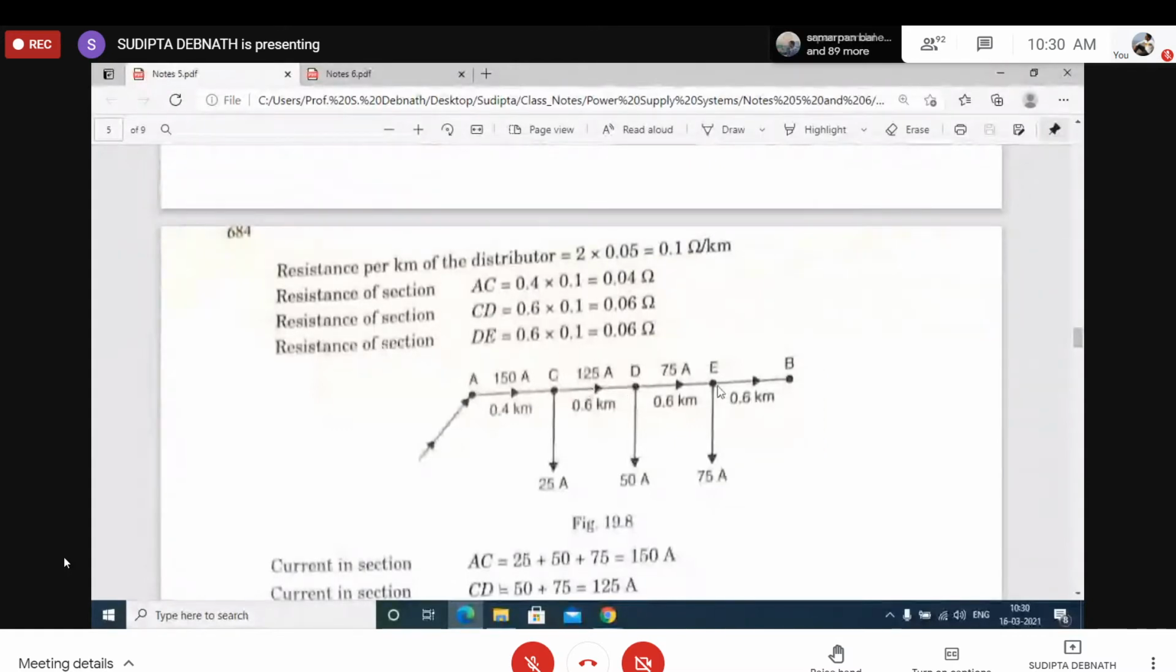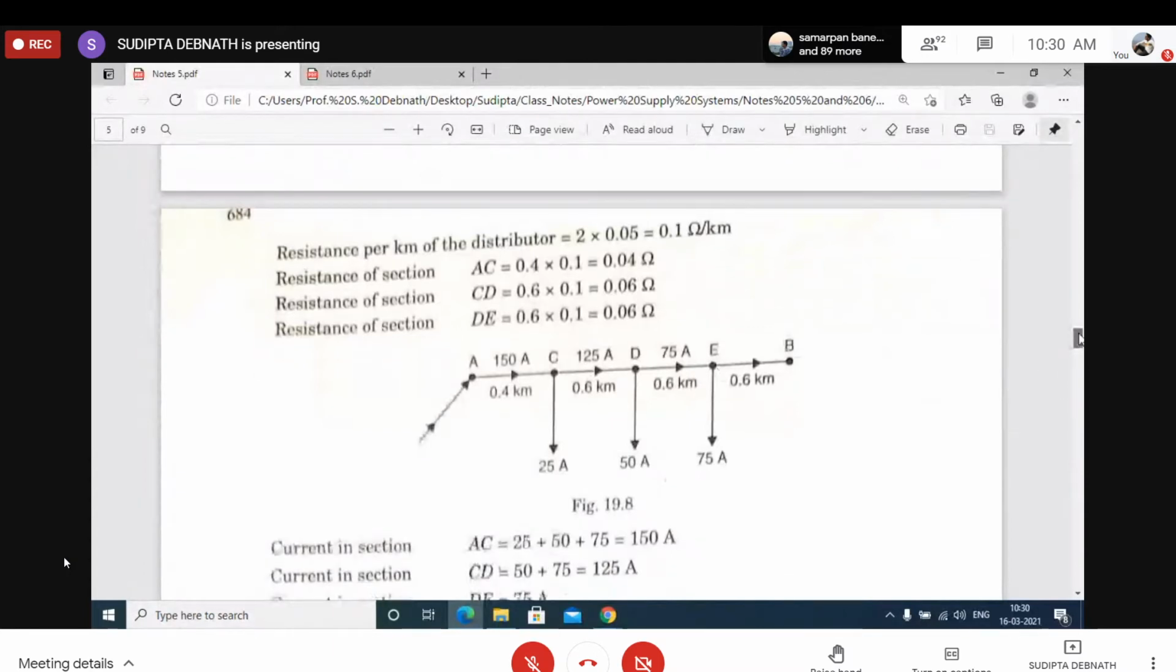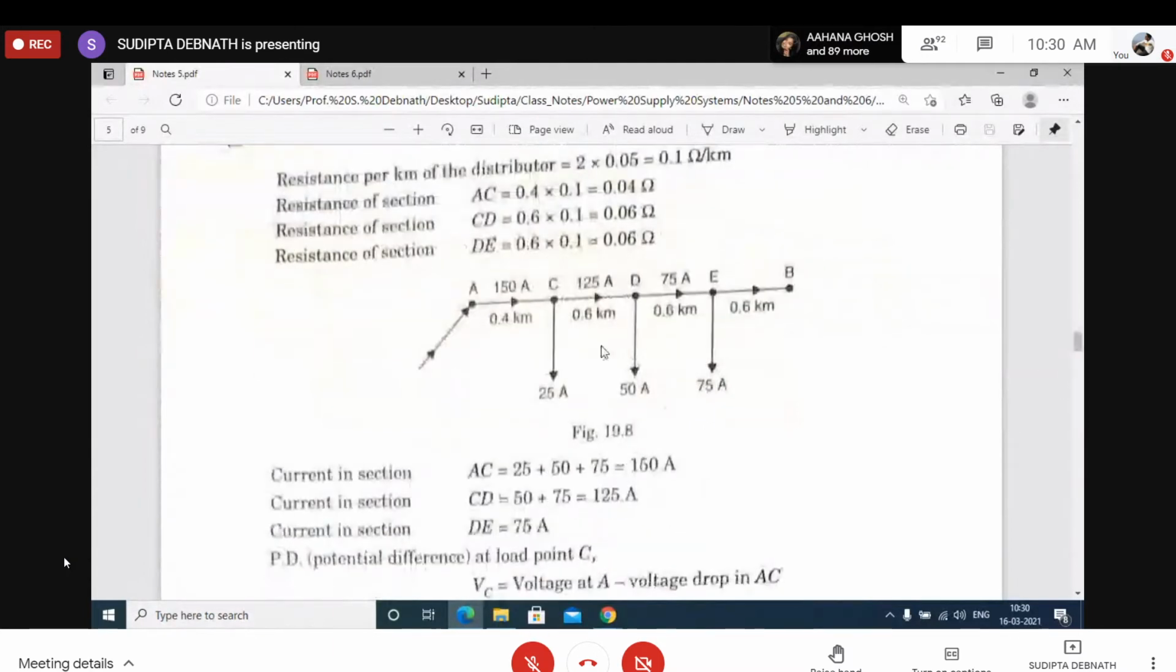Okay. Now, if you find the resistance, then you can easily find out what is the voltage at C. What is the voltage at A? It is 400. So voltage at C will be 400 minus 150 into 0.04. Nothing more, this voltage will be this voltage minus this drop. Voltage at D will be Vc minus this drop. Like that, they have proceeded and found out the values.